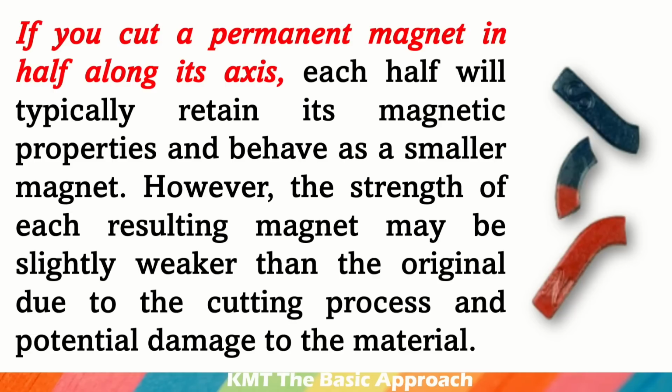If you cut a permanent magnet in half along its axis, each half will typically retain its magnetic properties and behave as a smaller magnet. However, the strength of each resulting magnet may be slightly weaker than the original, due to the cutting process and potential damage to the material.